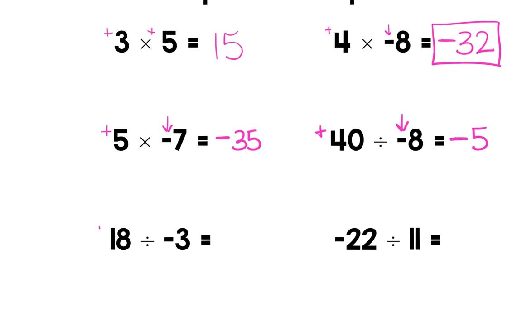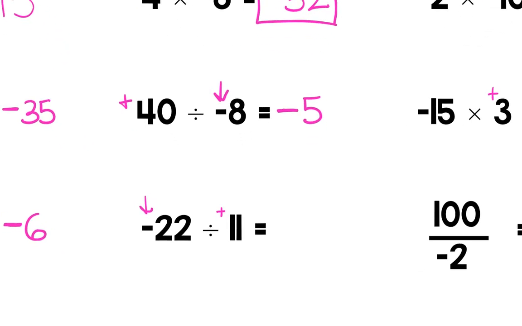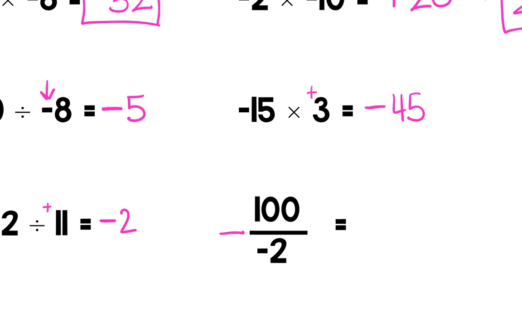Positive 18 divided by negative 3. So a positive divided by a negative. The signs are different. We know the quotient here is going to be negative. 18 divided by negative 3 is negative 6. Negative divided by a positive, negative 22 divided by 11. We know the sign is going to be negative. 22 divided by 11 is 2. A different way to write a division problem, this still means divided by. 100 divided by negative 2. So this is a positive 100 divided by a negative 2. We know the answer is going to be negative, and 100 divided by 2 is 50.